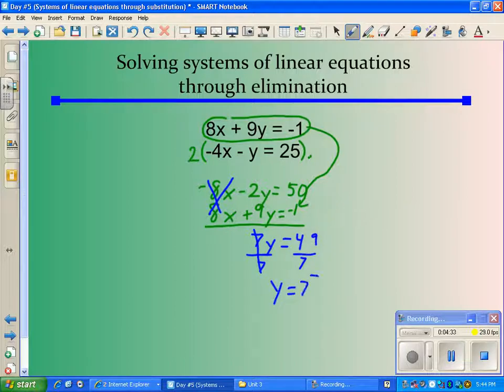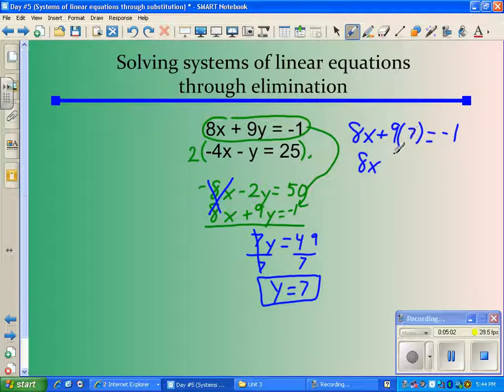So our last step is to go back and plug it in for y. So once again, it doesn't matter which equation. I'm going to plug it into the top one this time. But I could have plugged it into the bottom one. Again, does not matter. 8x stays the same. Now, since we're plugging in 7 for y, we have to put parentheses around the 7. Otherwise, it looks like 97, and that's very different from what it really should be. 9 times 7 is 63. Everything else comes down. We want to get rid of 63, so we're going to go backwards.